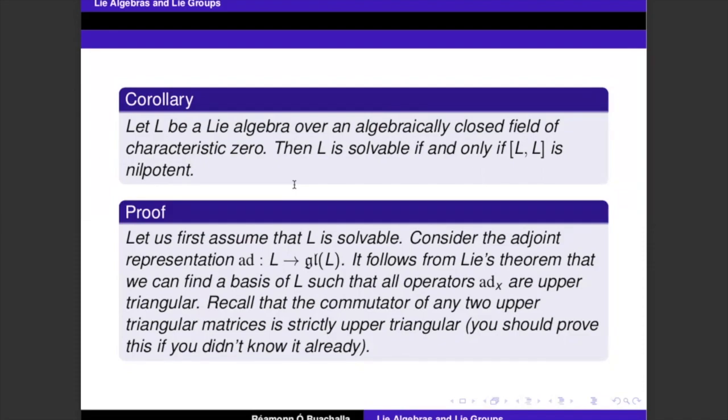Okay, and that's it. So we proved Lie's theorem and we've given an alternative characterization. So to summarize, what we did was we proved Lie's theorem and we gave a new characterization of solvability in terms of nilpotency. And that's it.